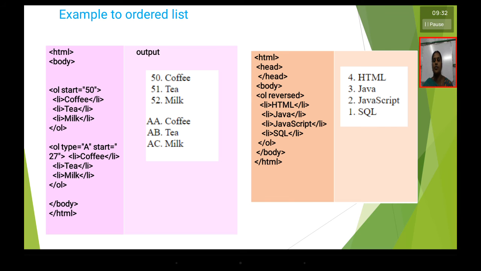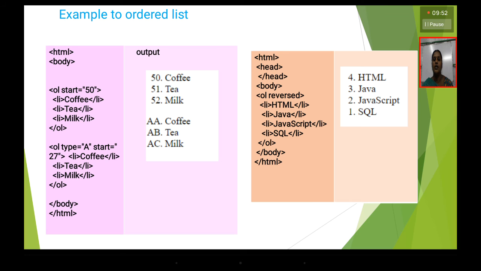This is the example for an ordered list. For example, the ordered list starts with 50 here. Three items are there: coffee, tea, and milk. So coffee, tea, milk are listed one by one. The starting number is 50, the next one is 51, and another one is 52.